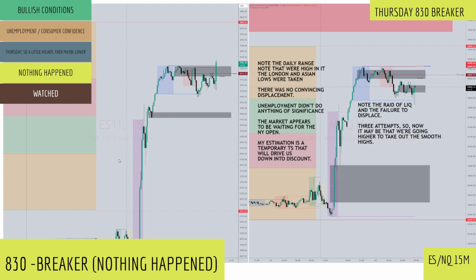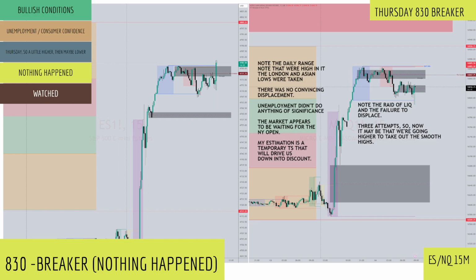At 8:30, the bearish breaker, nothing happened. You see the ES on the left and NQ on the right. There was unemployment and consumer confidence at 8:30. Thursday, so maybe a little higher, but then maybe lower. Could be a turning point on the week. Actually, nothing happened, which I thought was interesting.